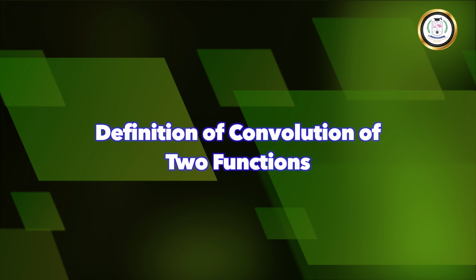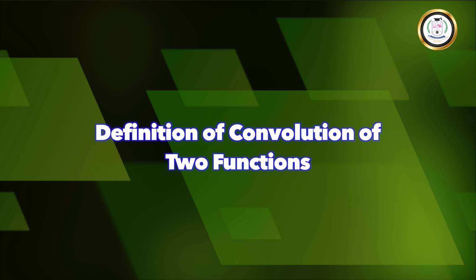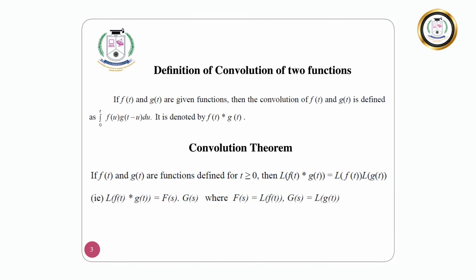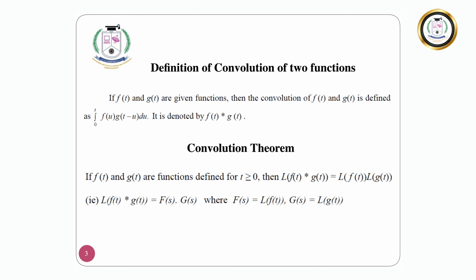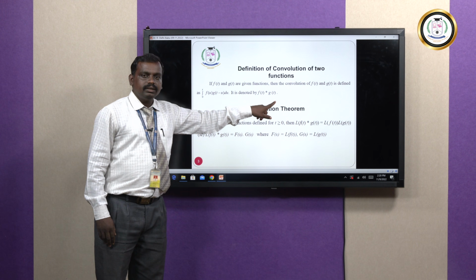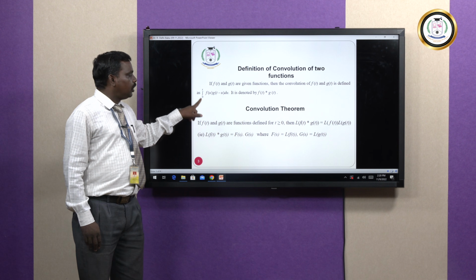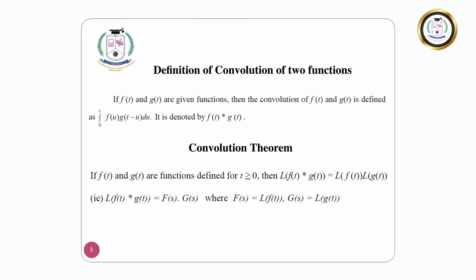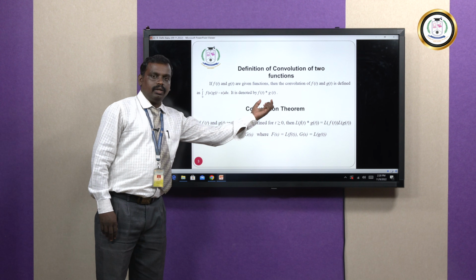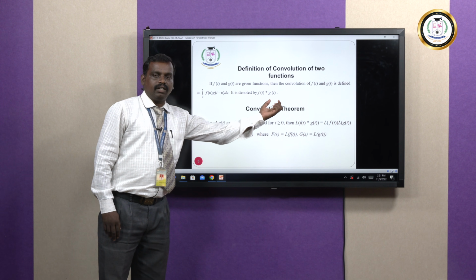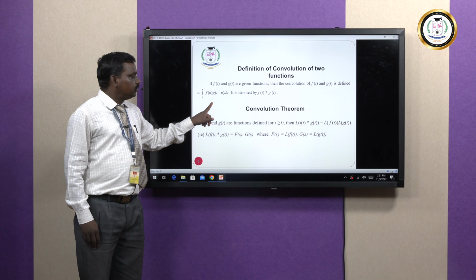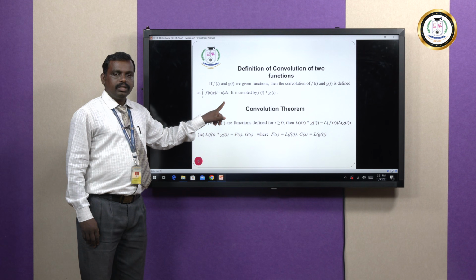Now, the next one, definition of convolution of two functions. See, if f of t and g of t are two functions, then the convolution of these two functions f of t and g of t is defined as f of t star g of t, which is integral 0 to t f of u g of t minus u du. This f of t star g of t is called your convolution function of f of t and g of t, which is equal to integral 0 to t f of u g of t minus u du.